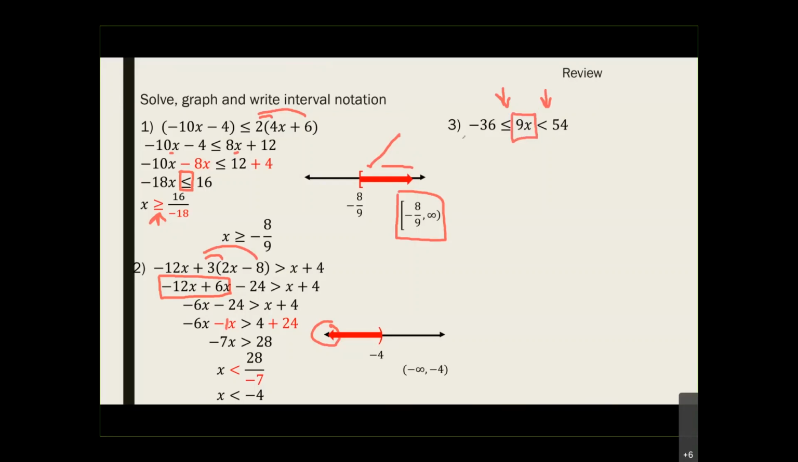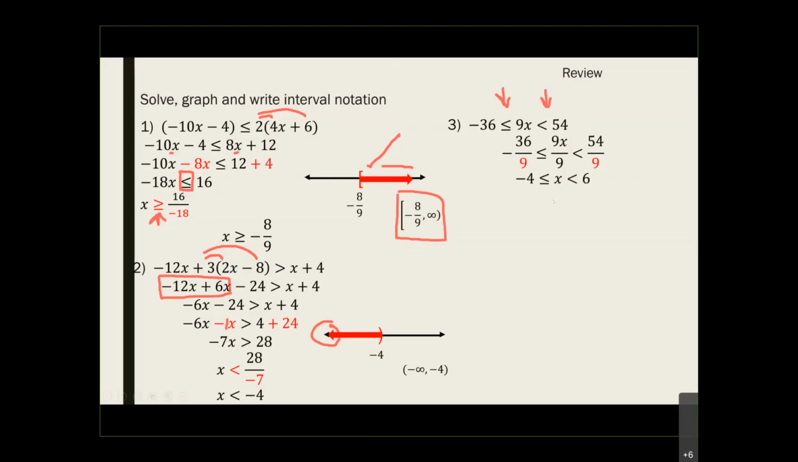How do you get rid of the 9? To get rid of the 9, we have to divide by 9, and whatever we do in the center, we do on the left and on the right. Negative 36 divided by 9 will give me negative 4, and 54 divided by 9 will give me 6. Our goal is done, ladies and gentlemen. We solved for x. Your x is by itself.